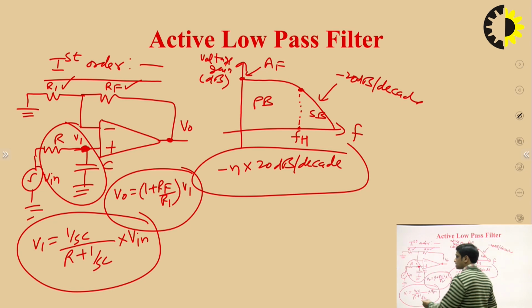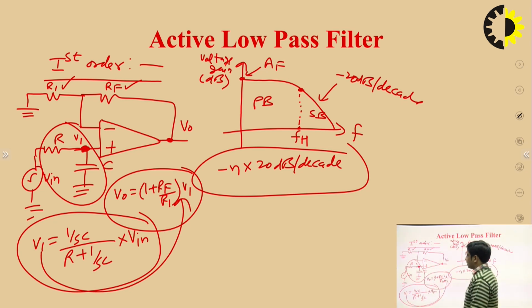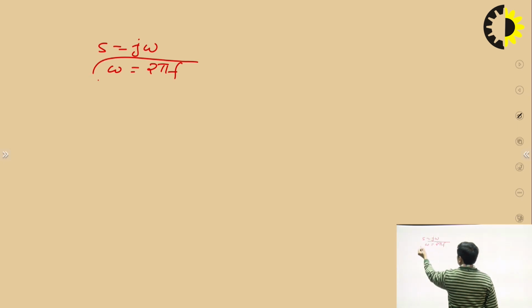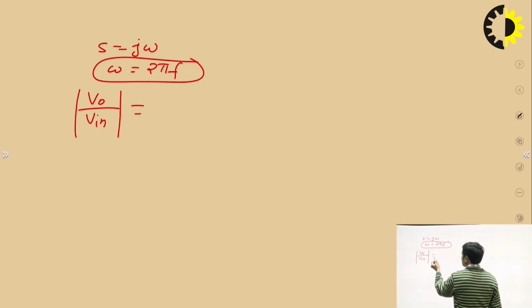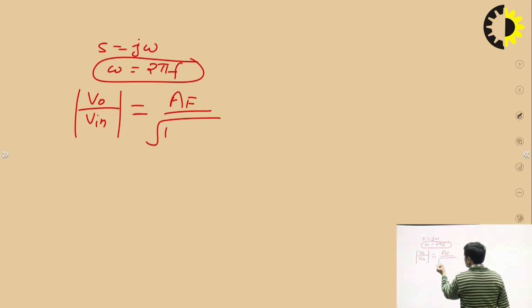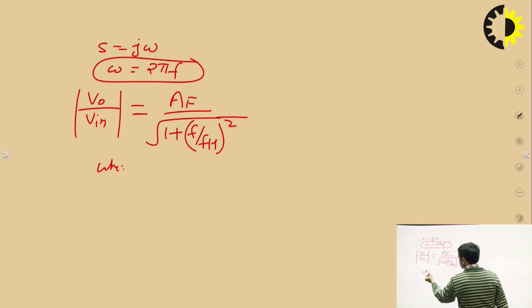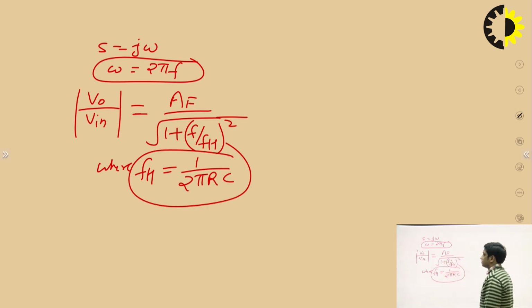Fine. Now put this value of V1 into this equation and calculate the value of V0. After doing this, put S equal to j omega and further put omega equal to 2 pi f. From there, just calculate the value of V0 upon Vin and take the mod. Then V0 upon Vin will be equal to AF upon under root 1 plus (F by FH) whole square, where FH is the cutoff frequency, also called the minus 3 dB frequency, and FH is equal to 1 upon 2 pi RC. So this equation is important.